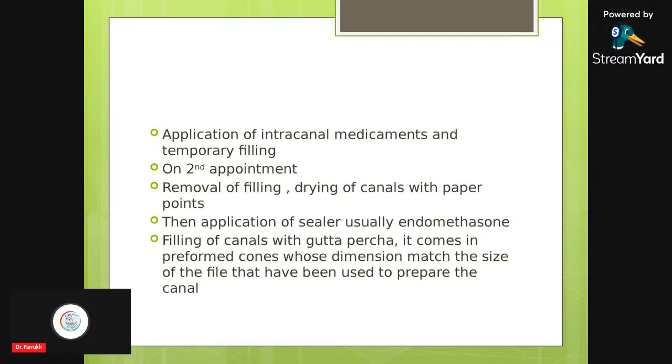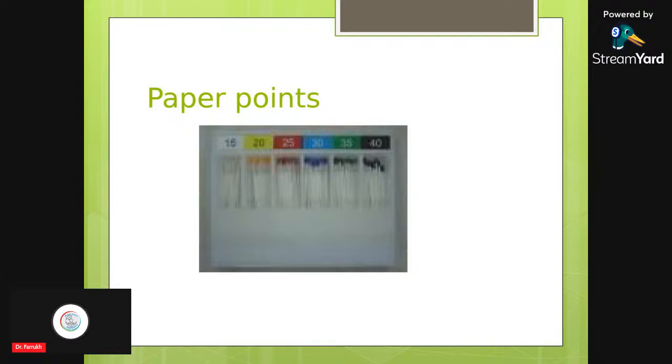Then application of sealer using endomethasone. Filling of canals with gutta percha. It comes in free-form cones whose dimensions match the size of the files that have been used to prepare the canal. These are the paper points in different forms, in different numbers. They come in 10, 15, 25, 20, 30 numbers.